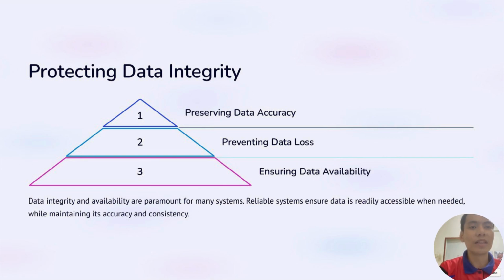The reliability is also important because of protecting data. Data integrity and availability are essential for many systems. Reliable systems ensure that data is always available when needed and that it remains accurate and consistent. This is particularly important for systems that handle sensitive or critical information.